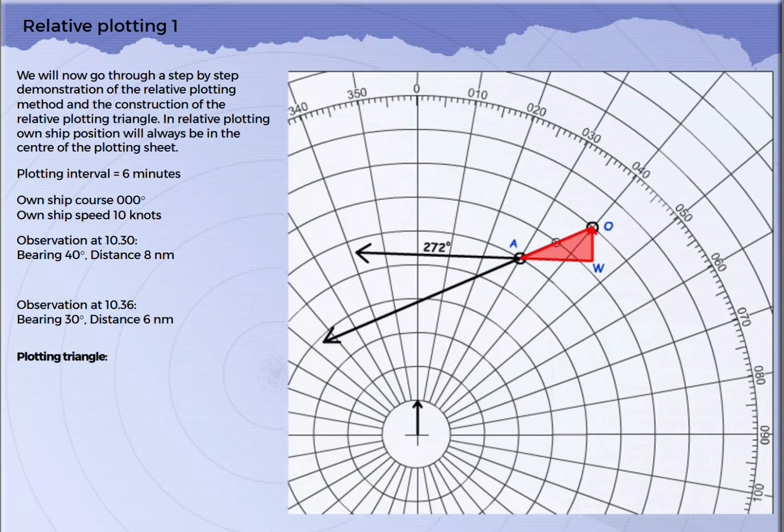We have now created the relative motion triangle, where the side WO represents own ship course and speed. The side OA represents the target's relative course and speed. The side WA represents the target's true course and speed. We find that the target's true course is 272 degrees and speed 22 knots.